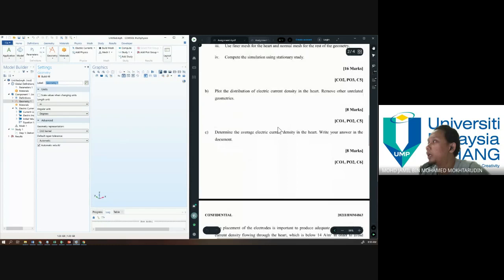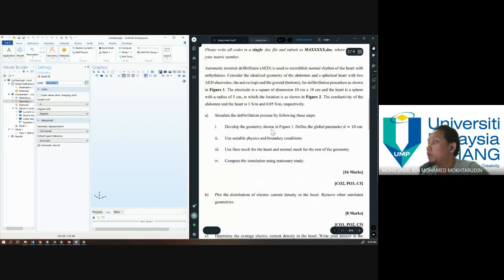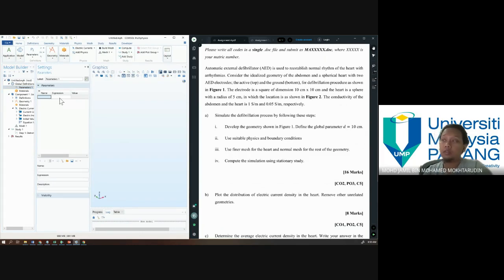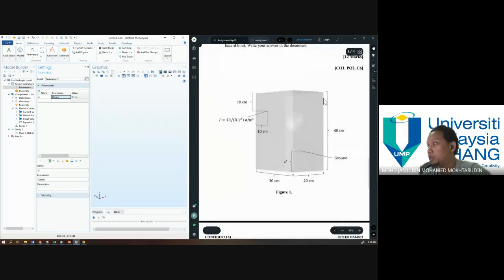Okay, so we can start by first drawing the geometry. Firstly, we need to define the global parameter. So the question asks you to define global parameter D equals 10 cm. So here in parameters, just define D, 10 cm. So this D will be used in drawing this geometry. So the D is here. Okay, so we draw the ground electrode using D. So let's draw this first.